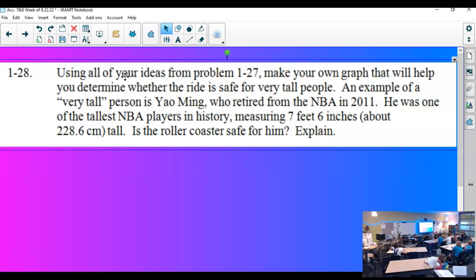Yao Ming would get his head chopped off. No, it's Yao Ming, Yao Ming would get his head chopped off. Are we allowed to get up and measure the table and subtract it from his height? I mean, not the table, the seat. No. What? Oh, yes, we use this.